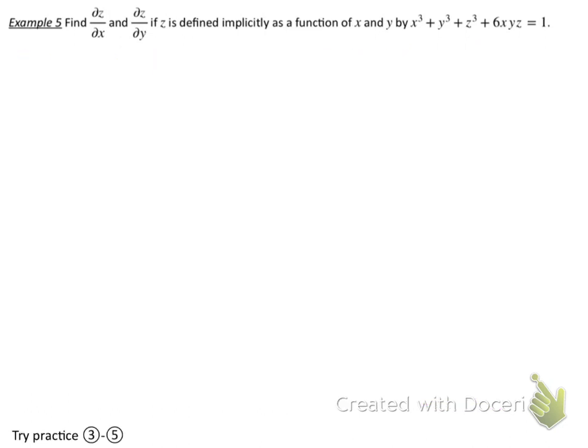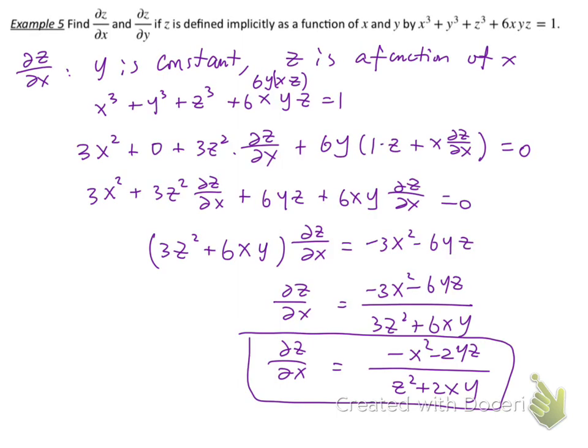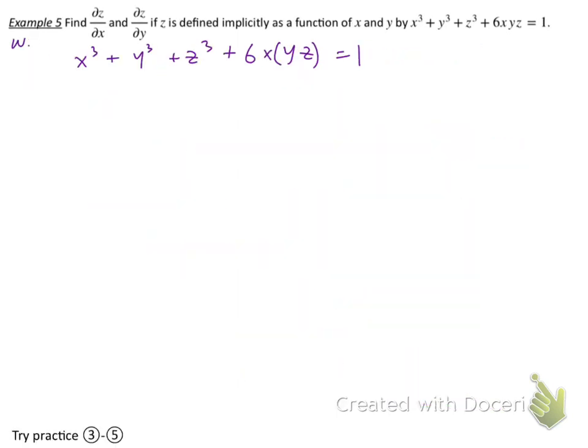Similarly, I can do partial z partial y. I don't have room, so I do it over. With respect to y, you have x cubed plus y cubed plus z cubed plus 6xyz equals 1. This is nice in the sense that now x is constant with respect to y. X is constant, z is a function of y, the variable. So taking the derivative, x cubed gives you 0, y cubed gives you 3y squared, z cubed gives you 3z squared followed by partial z partial y.